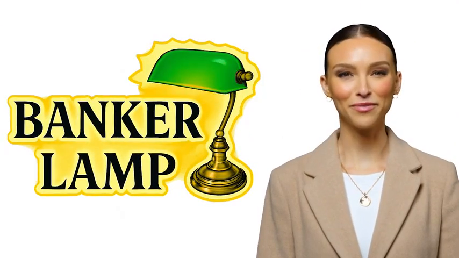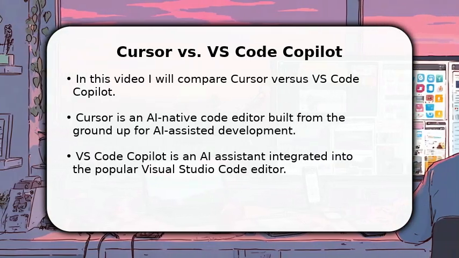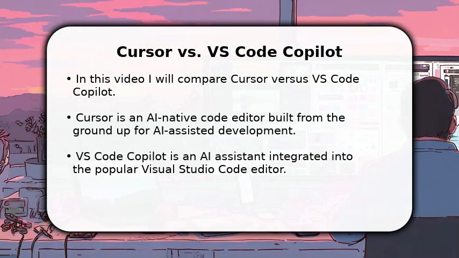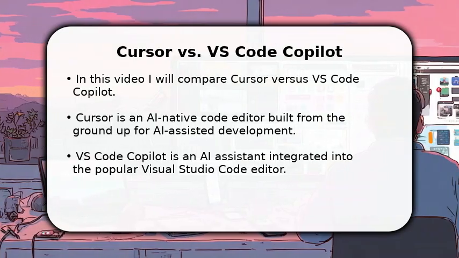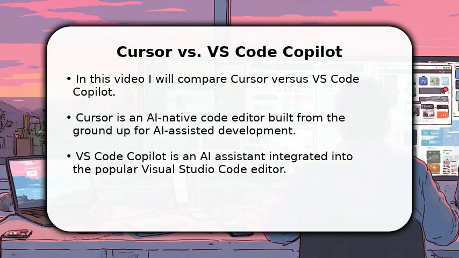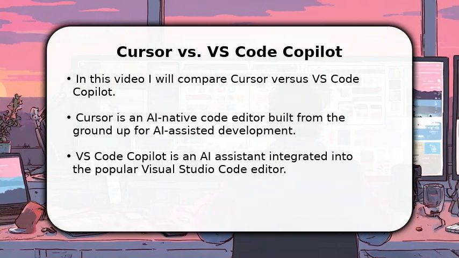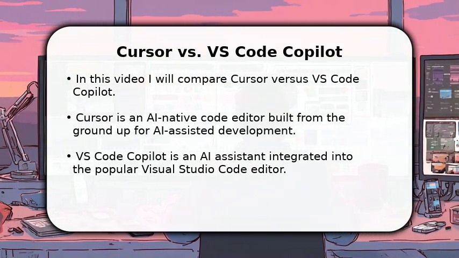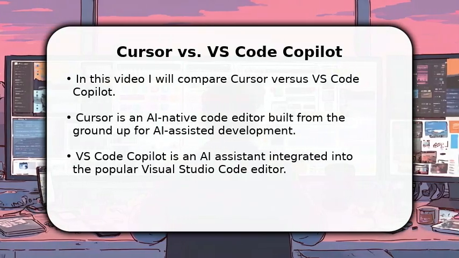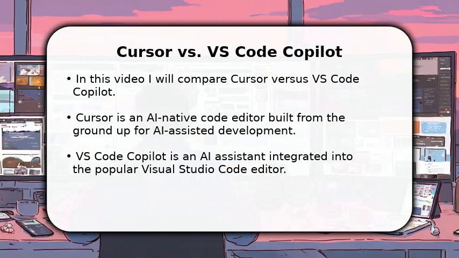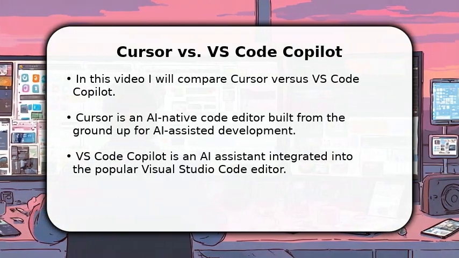Please enjoy the video. In this video, I will compare Cursor versus VSCode Copilot. Cursor is an AI-native code editor, built from the ground up for artificial intelligence assistance, aiming to redefine the integrated development environment. In contrast, VSCode Copilot is an AI assistant that integrates directly into the widely popular Visual Studio Code editor, enhancing an already familiar development environment.